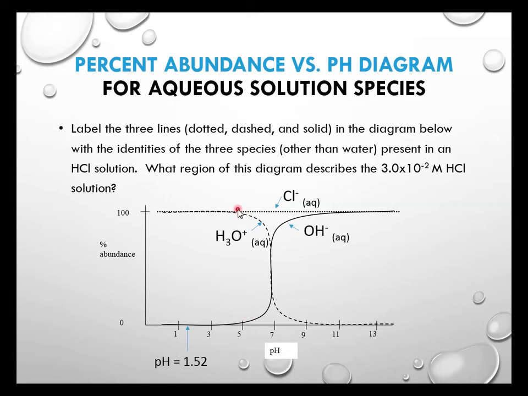How about pH 11? Run up to pH 11 and just look at the diagram. At a pH of 11, H3O plus is a very, very minor species. It's almost 0% abundant. But OH minus is very abundant, and Cl minus is as well. So we've completely changed, or at least swapped H3O plus and OH minus at a pH of 11 as major and minor species. Again, OH minus and Cl minus are major species. H3O plus, if you follow it down, is a minor species at pH 11.